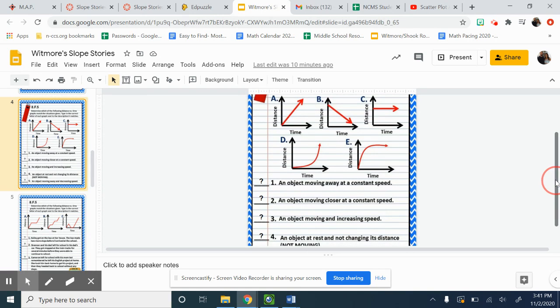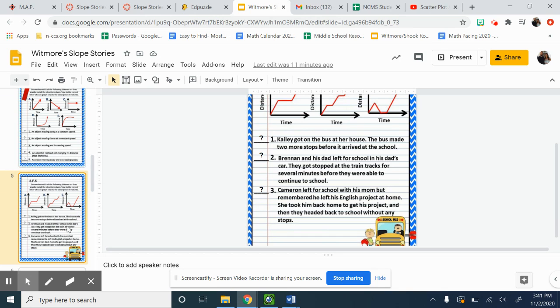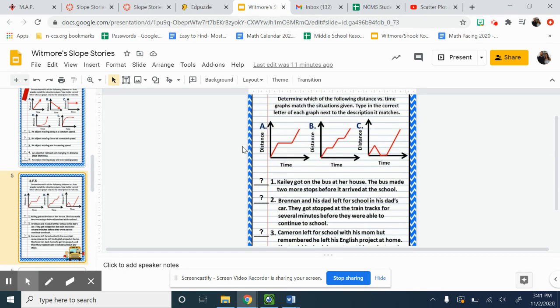4 says an object is at rest and it's not changing. If it's at rest and not changing, its distance is steady. It's staying in the same place. That would be C. 5, an object moving away and decreasing the speed. If it's getting farther away, that is E. Your distance is increasing. So then what you'll do on the next slide is you're going to match the graph to the description.